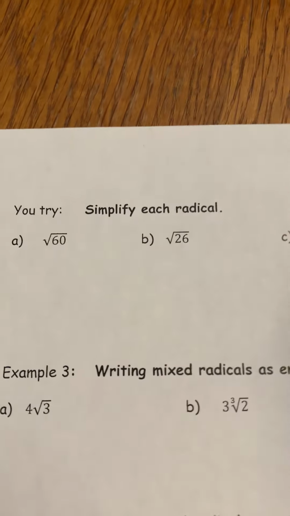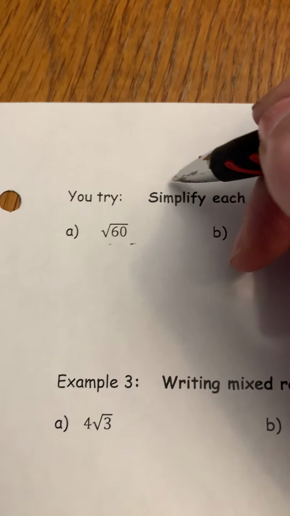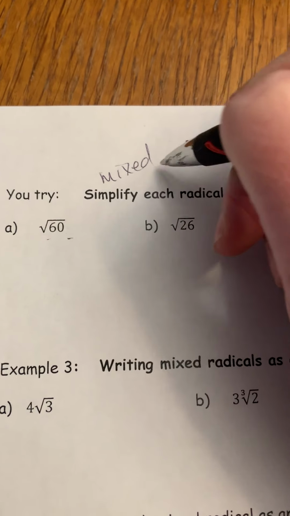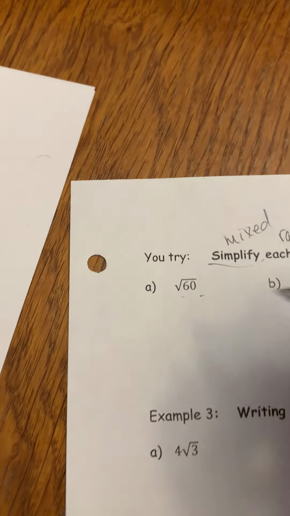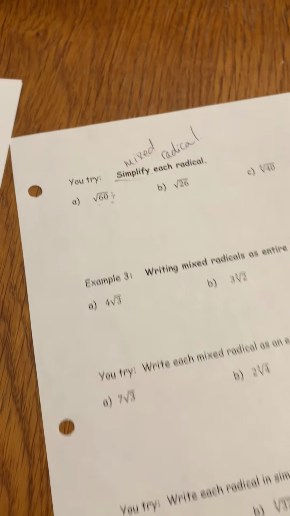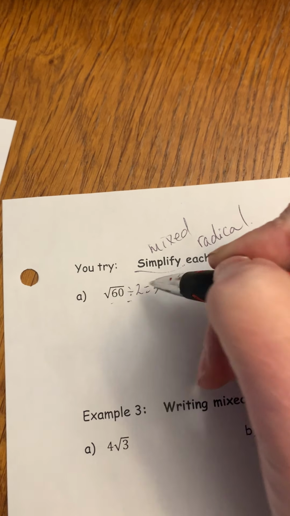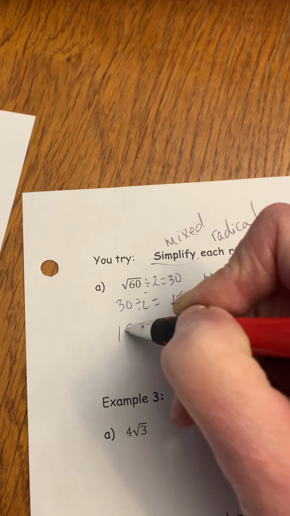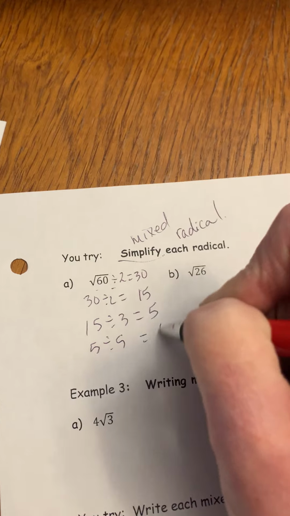So if I asked you to try to simplify each radical, start it as an entire radical. Simplify just means turn it into a mixed radical. That's just a shortcut word for that. So same thing we're going to do here. We're going to divide 60 by 2. We're going to get 30. 30 divided by 2 is 15. 15 divided by 3 is 5. 5 divided by 5 is 1.